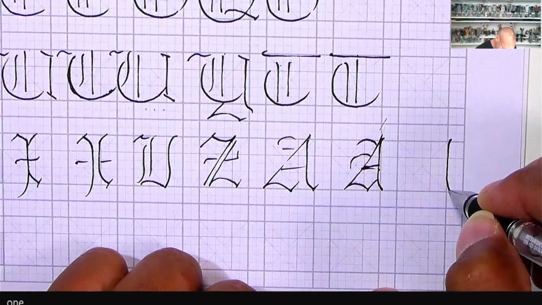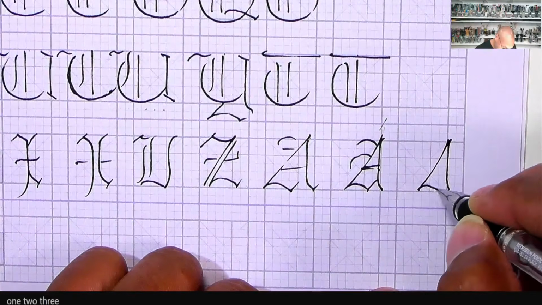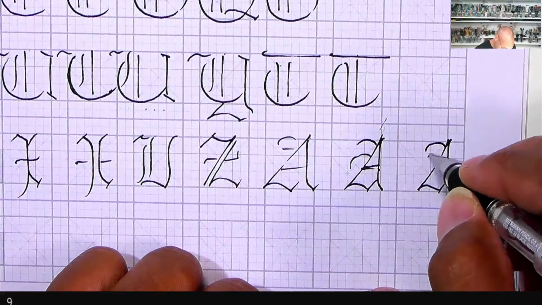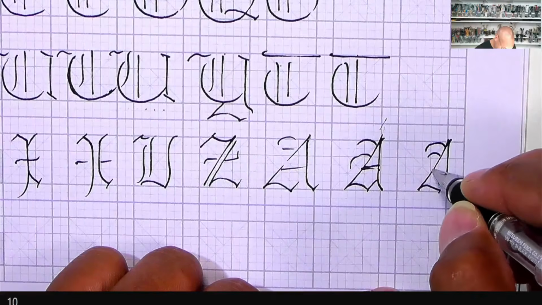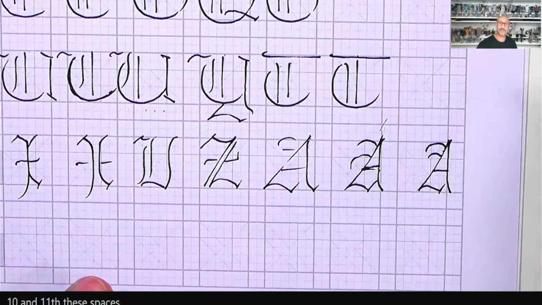And so let's do this again. 1, 2, 3, 4, 5, 6, 7, 8, 9, 10, and 11. So these spaces are equidistant for the A.